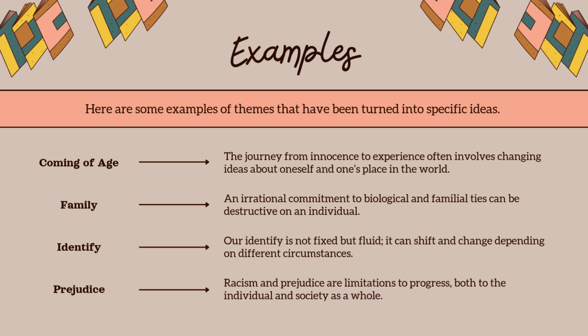Examples. Here are some examples of themes that have been turned into specific ideas. Coming of age. The journey from innocence to experience often involves changing ideas about oneself and one's place in the world. Family. An irrational commitment to biological and familial ties can be destructive on an individual. Identity. Our identity is not fixed but fluid, it can shift and change depending on different circumstances. Prejudice. Racism and prejudice are limitations to progress, both to the individual and society as a whole.